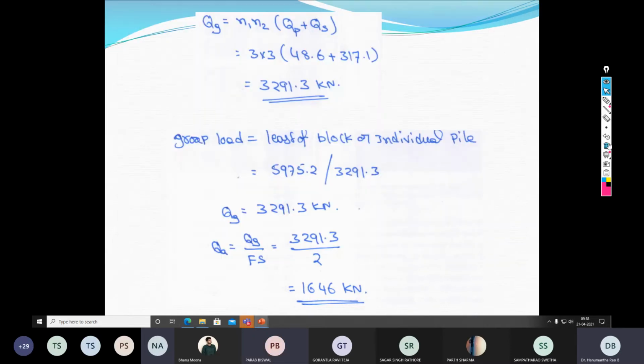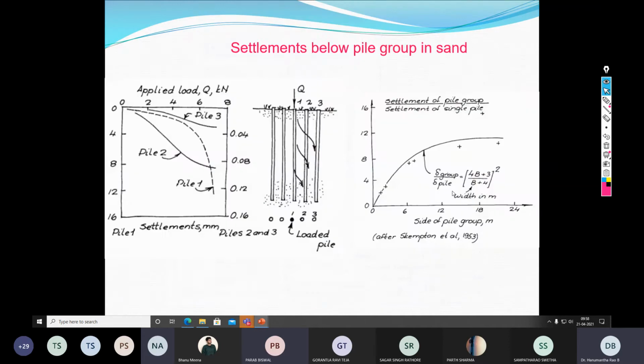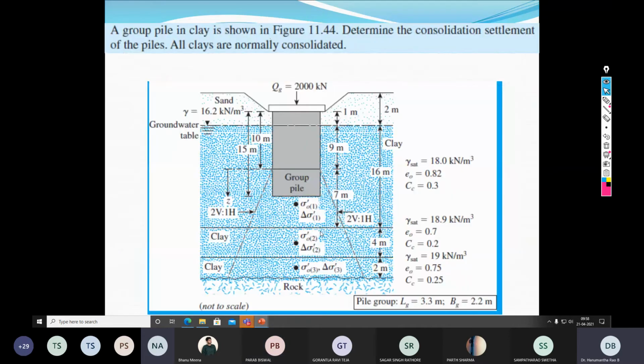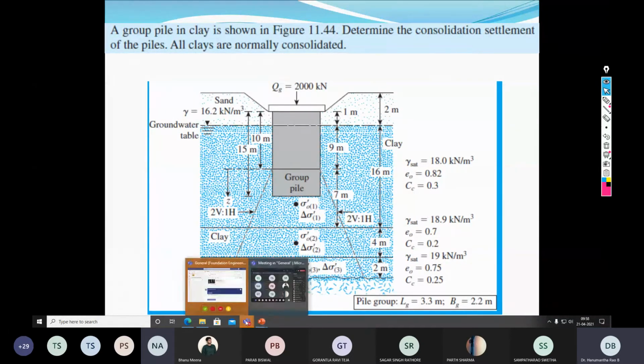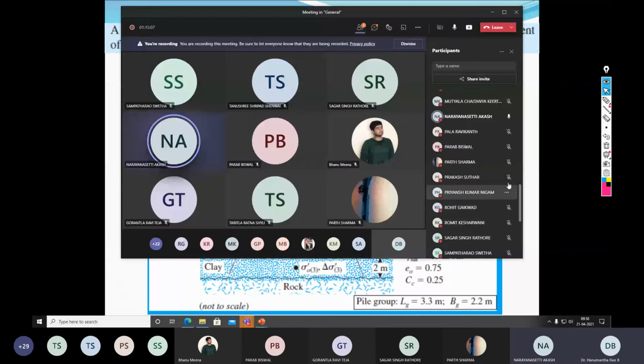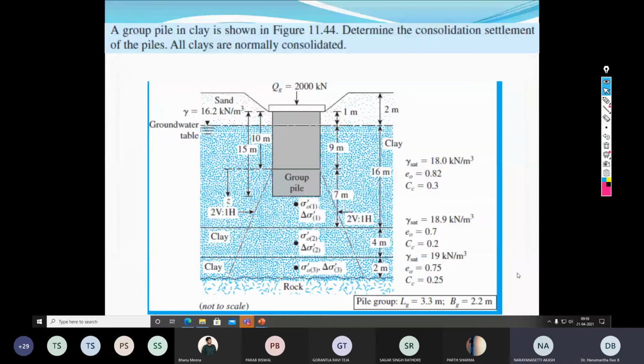So let me go to the next sum. Yeah, just note down this sum. Till now we have dealt with how to calculate the pile group capacity, and the next aspect is how to calculate the consolidation settlement of a pile.